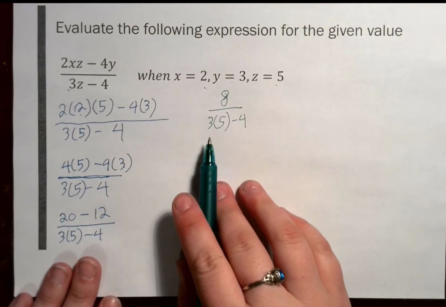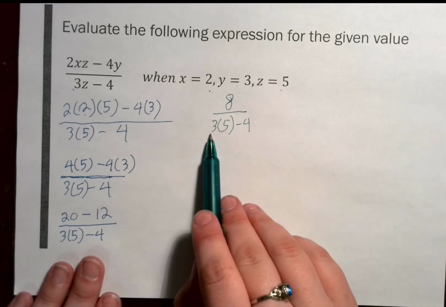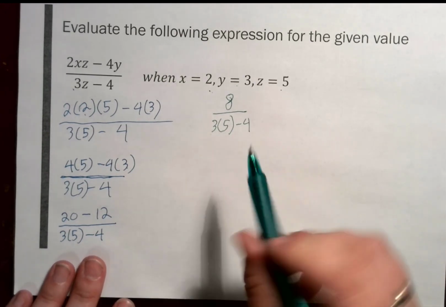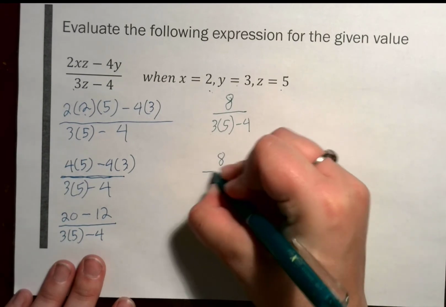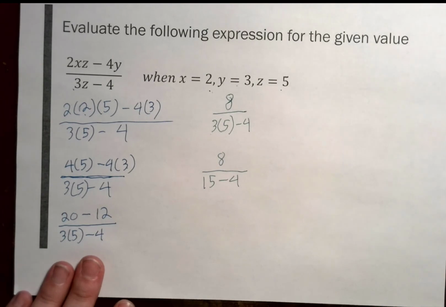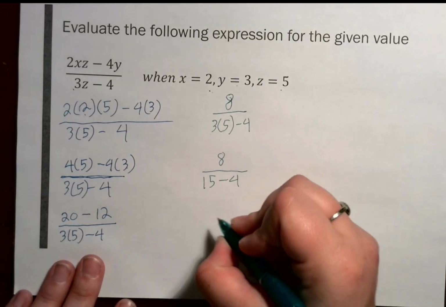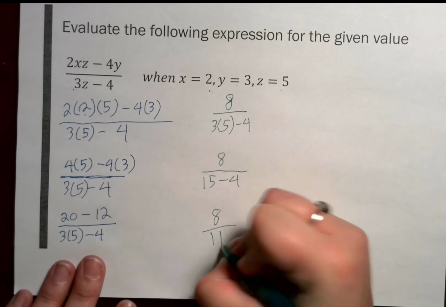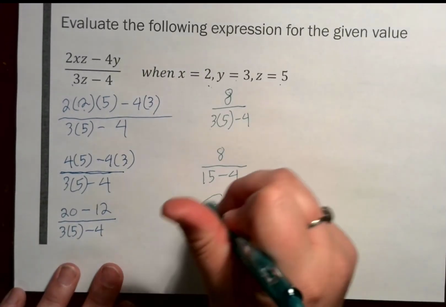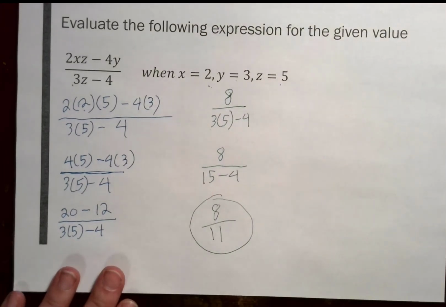Okay, now we can simplify our bottom, or denominator. 3 times 5 is 15, minus 4 is 11. So we get 8 over 11. Okay, we could turn that into a decimal, but I'm going to leave it as a fraction. And it is okay to get a fraction answer.